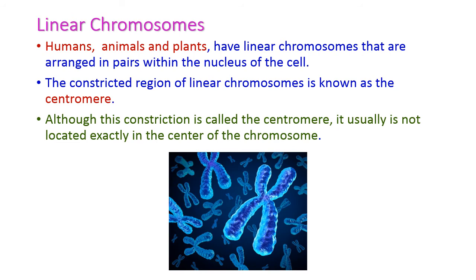Next one, linear chromosomes. Humans, animals and plants have linear chromosomes that are arranged in pairs within the nucleus of the cell. The constricted region of linear chromosome is known as the centromere. Although this constriction is called the centromere, it is usually not located exactly in the center of the chromosome. Here, in this picture, you can see the linear chromosome.